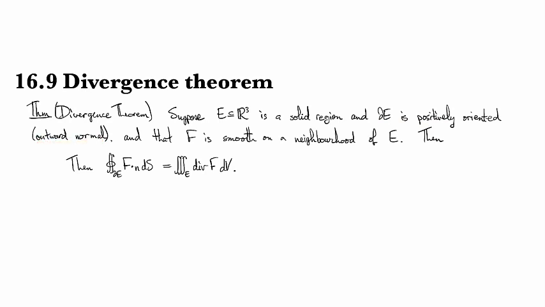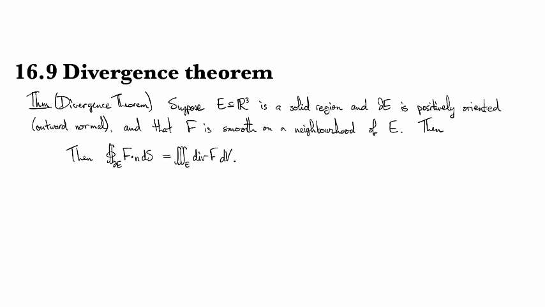And we assume also the usual standard assumption that our vector field is reasonably nice. So smooth, meaning continuous derivatives on some neighborhood containing the set we're interested in. All right, then the divergence theorem says that the double integral over the boundary of the region of the normal component of the vector field is equal to the integral of the divergence over the entire region.